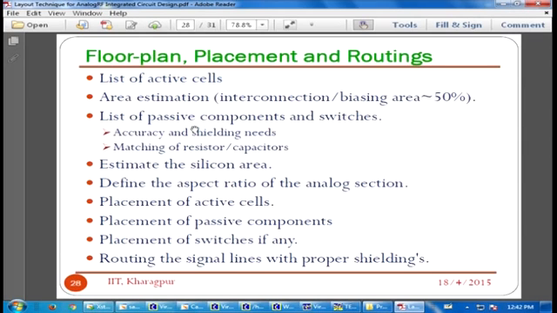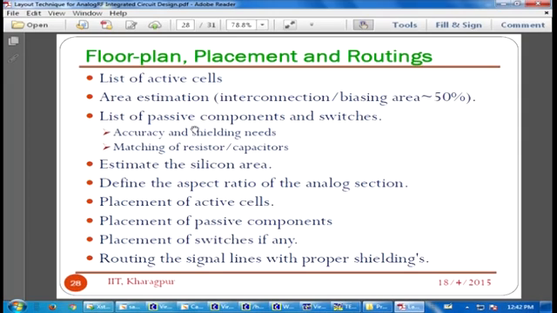This is floor plan, placement and routing. This is actually the first step before going to layout. First you have to think about how much area you need. It's a costly process, so randomly you cannot use that much area. You have to restrict the area. So first you think about it.